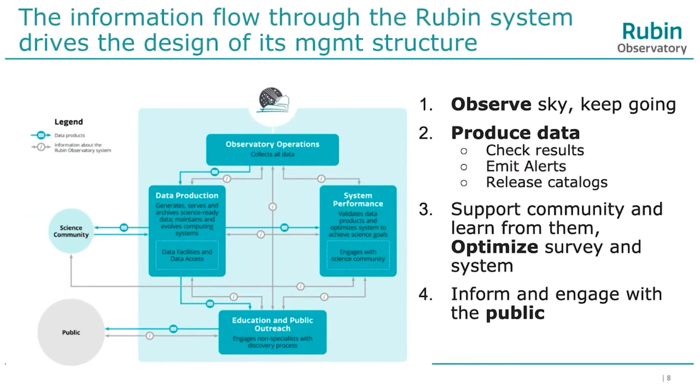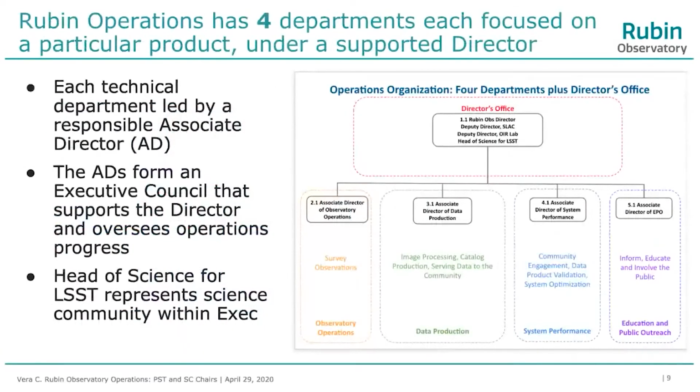So that's the idea. We can remap that information flow diagram into an org chart. Here it is. And I've just written out here the 4 technical departments, director's office, and basically a one-sentence summary of what they're going to be doing. So each of these departments is going to be managed by an associate director. Those ADs will form a little executive council that will support the director and oversees operations progress.